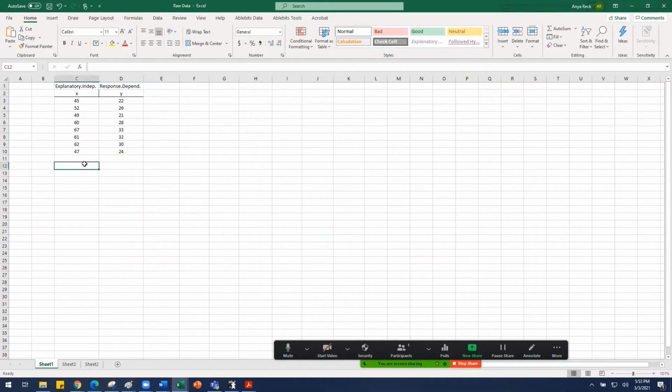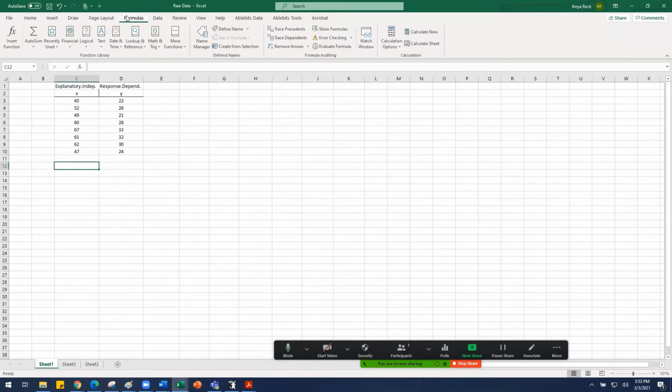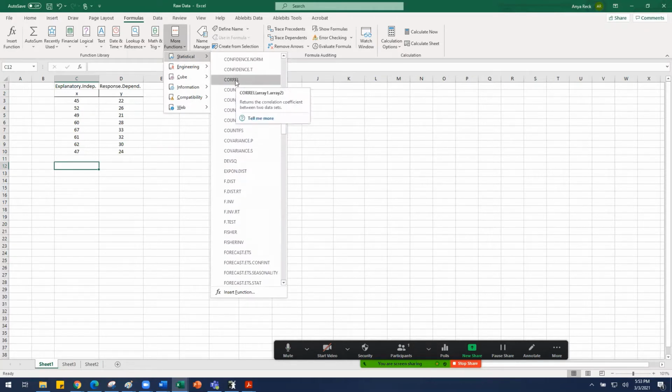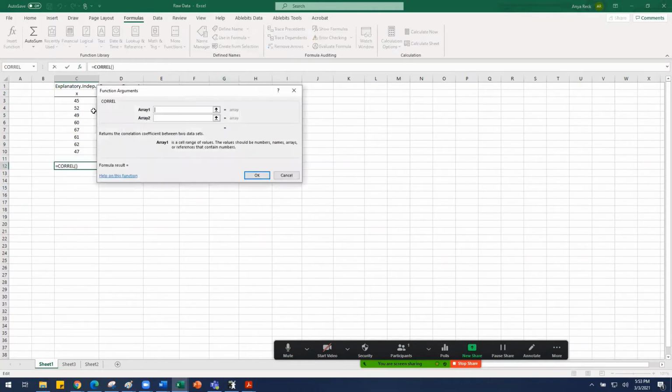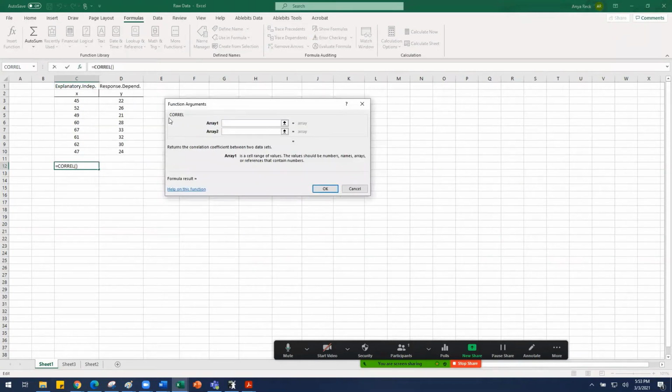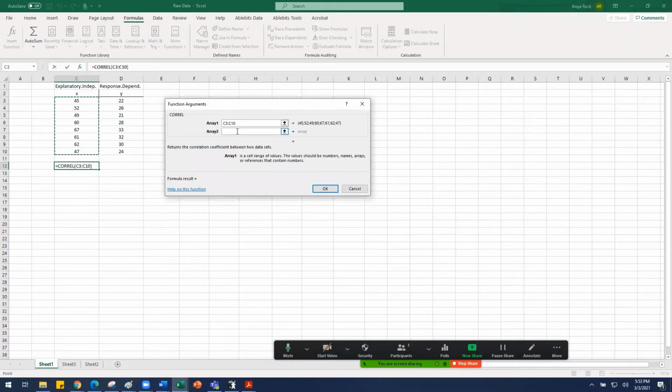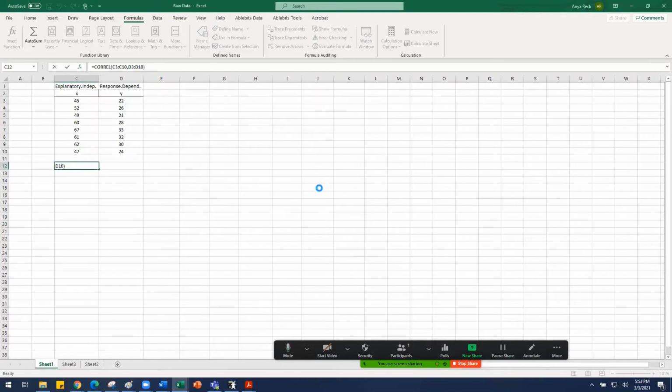Okay, so the first thing to find correlation, you are going to go to Formulas, More Functions, Statistical, scroll down to Correlation. Array 1 represents the x values. Array 2 represents the y values. Select OK. And this is your correlation coefficient R.